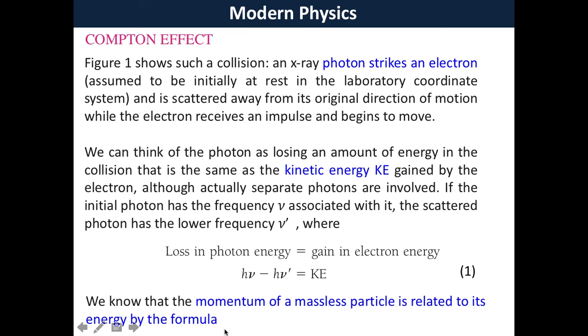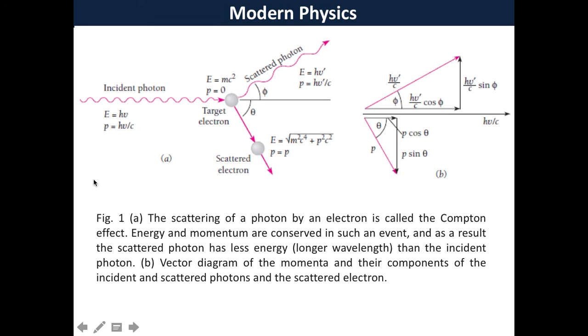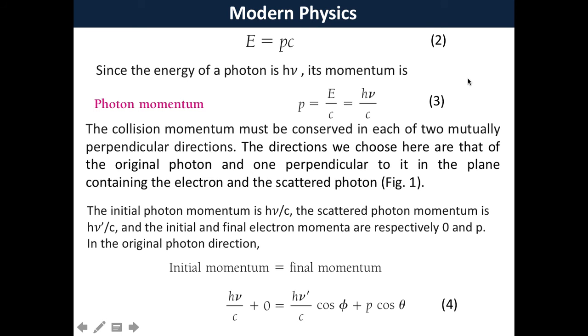The energy by the formula is equal to Pc. Since the energy of the photon is h nu, the momentum p, which is E upon c, is equal to h nu by c. In the collision, momentum must be conserved in each of two mutually perpendicular directions. The directions we choose here are that of the original photon and one perpendicular to it, in the plane containing the electron and the scattered photon.